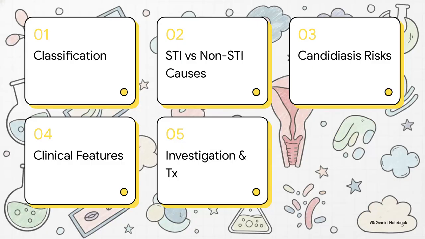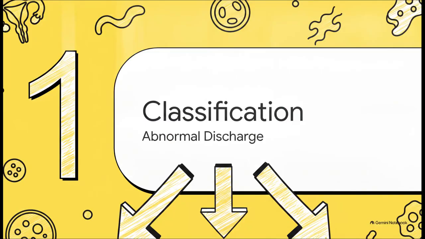Okay, quick look at our roadmap for today. We'll hit classifying abnormal urogenital discharge, then STI versus non-STI causes, followed by Candidiasis agent and risks, clinical features and exam findings, and finally, the investigation and treatment plan. Starting right off with part 1, classifying abnormal urogenital discharge.